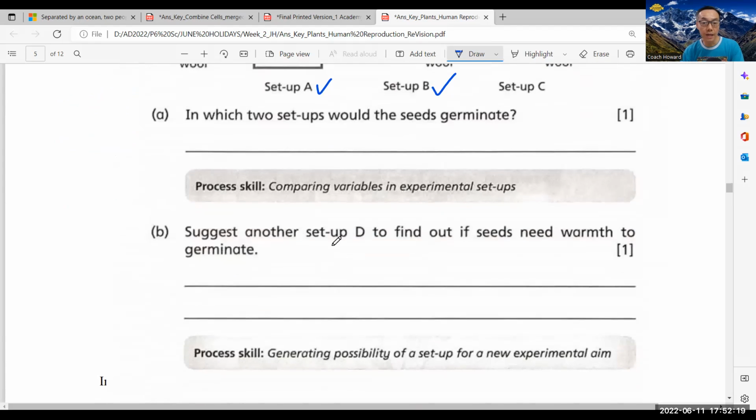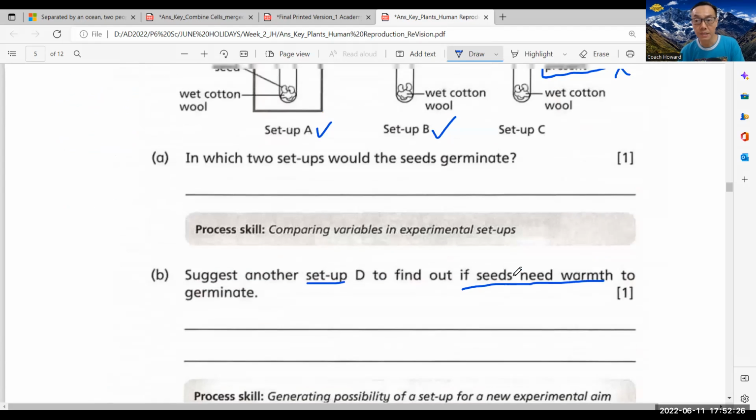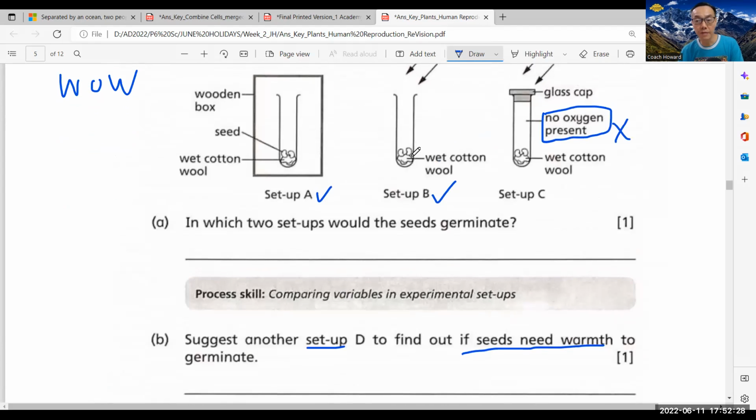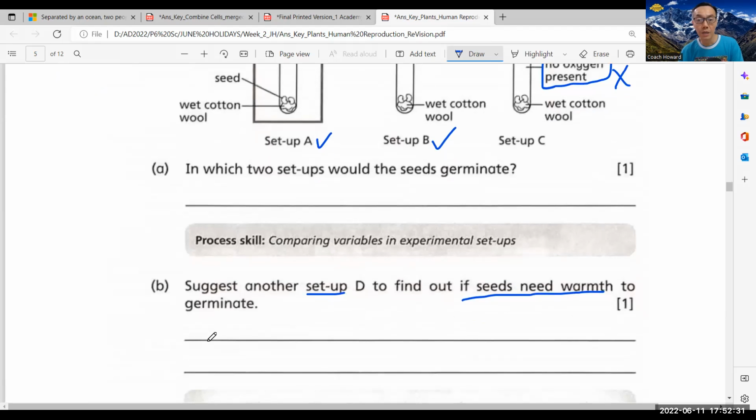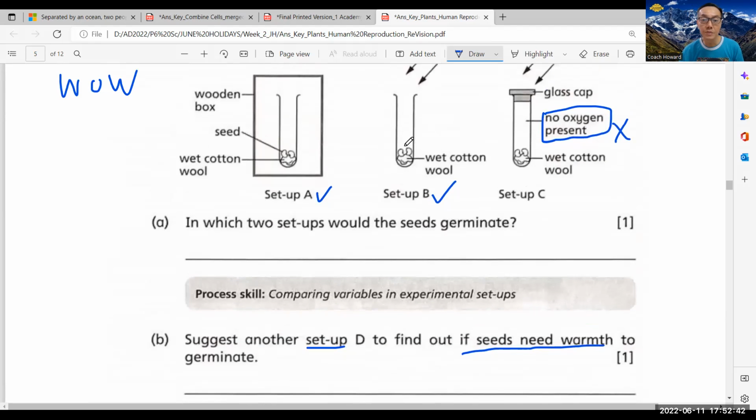Now they ask you to have another setup to find out if seeds need warmth to germinate. How do you put this answer? You notice you must put 2 seeds. So you say, we need a test tube with 2 seeds, wet cotton wool, but placed in the fridge or refrigerator. Is everything the same? So you say we need a test tube with 2 seeds, wet cotton wool, but place the setup D in the fridge or refrigerator.